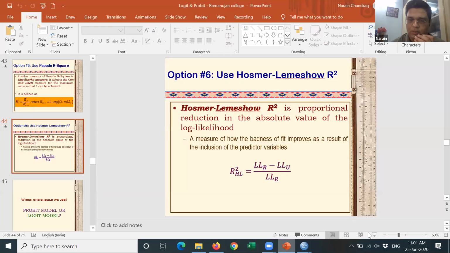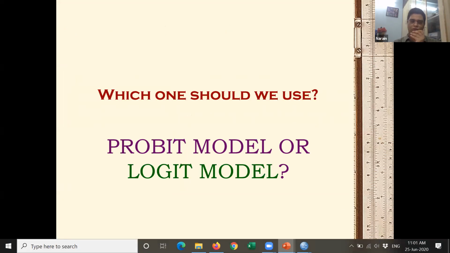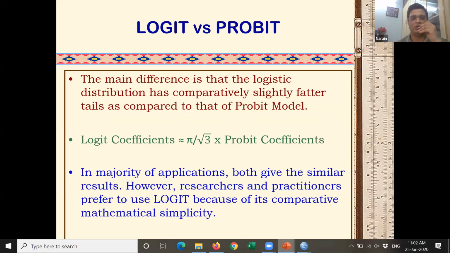Let me answer one such question which was put forward immediately when I ran the 2 models. Which one should we choose, the Probit model or the Logit model? It's not much of a difference. The main difference is that logistic regression has a comparatively slightly fatter tail as compared to the Probit model. So the probability of an extreme value is more in the case of the Logit model as compared to a Probit model. For certain financial data sets, you will find this fatter tail is a more widely available phenomenon. Hence, there is a general preference for the Logit version as well.